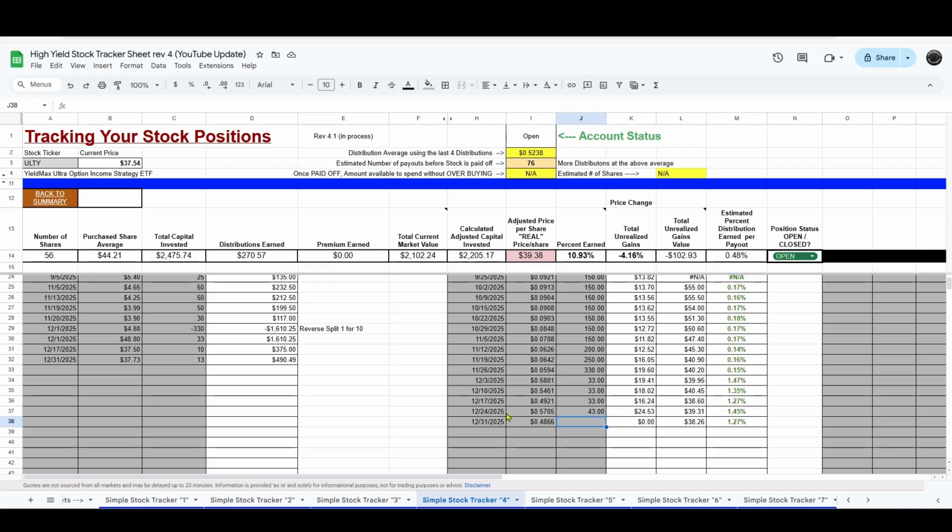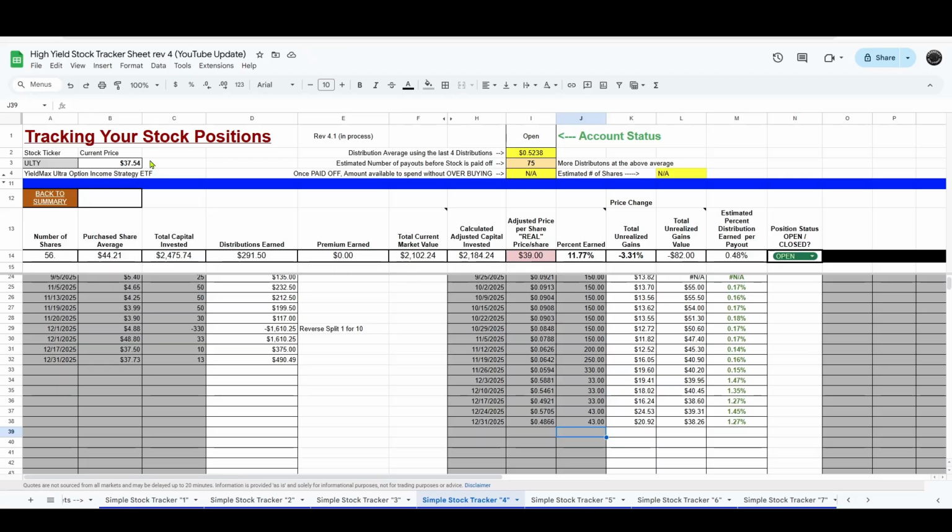So that 12/31 on that X date means I have to own those shares before that date, not on or after, but before. So I cannot account for these last 13 shares that I did buy. So I must subtract 13 from that total of 56, which is going to give me 43 shares. So I can account for 43 shares for this last distribution. So my real price per share of $39.38 now becomes $39 even.